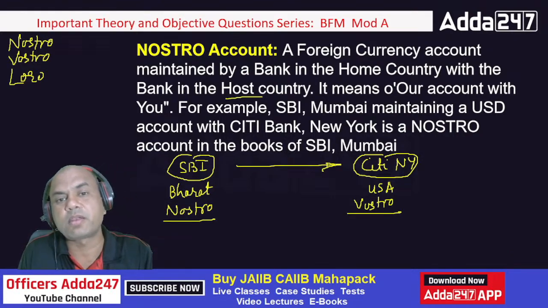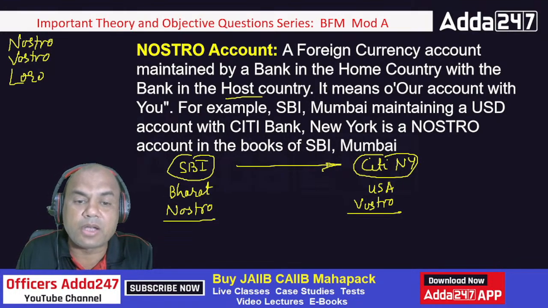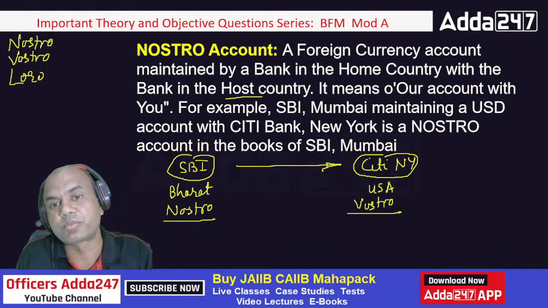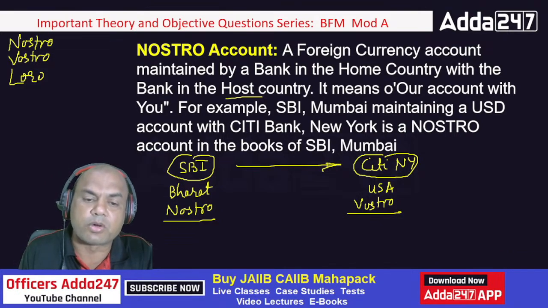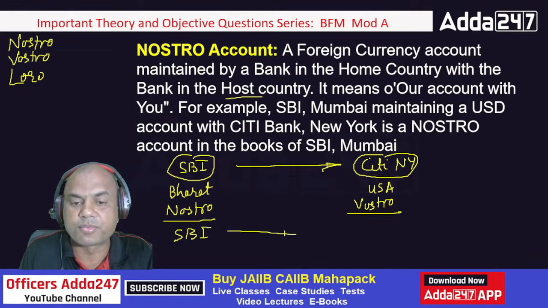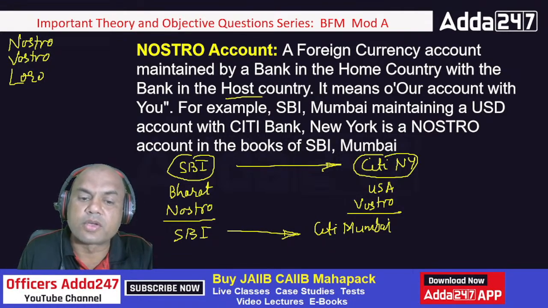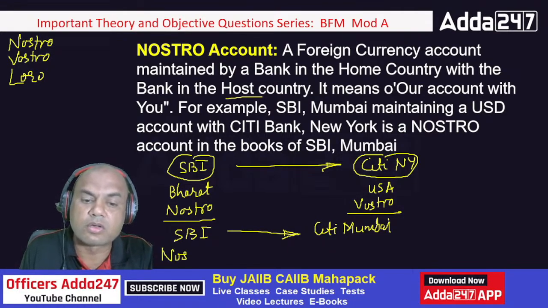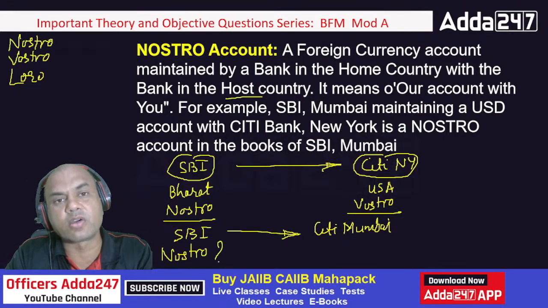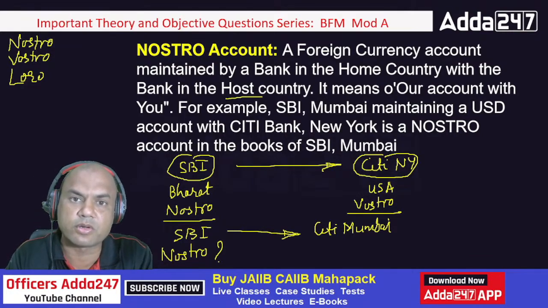Vostro. Remember? So what does it mean? If I maintain my account with you, then in my books it is called as Nostro. But in your books it is called as Vostro. Now, important point over here is, if tomorrow I ask you a question, if SBI maintains an account with Citibank Mumbai, is it called a Nostro account? Everyone, if SBI maintains an account with Citibank Mumbai, will it be called as a Nostro account?